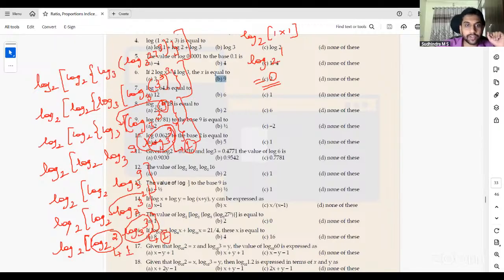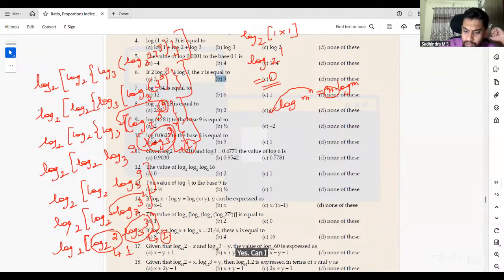Sir, in the third line, how did that 9 come out? Because this is 3 power 9, no? If I have log of m power n, I can write n into log m. Okay, sir. Log of m power n, the property that we learned yesterday, n into log m. So this power comes outside, n.